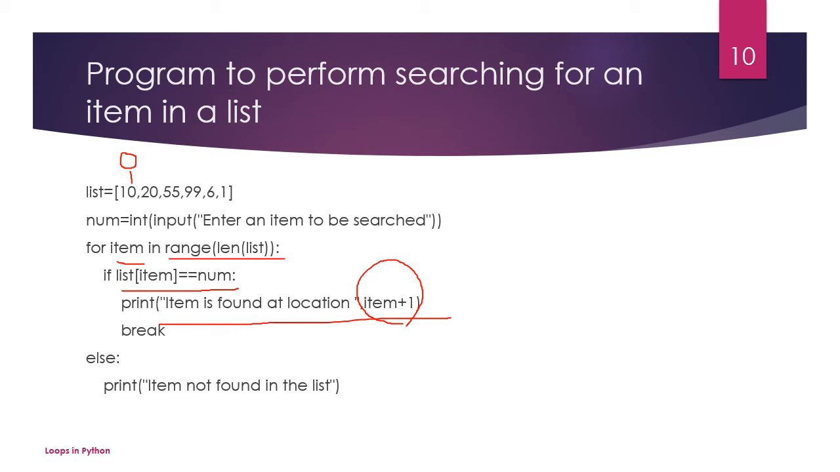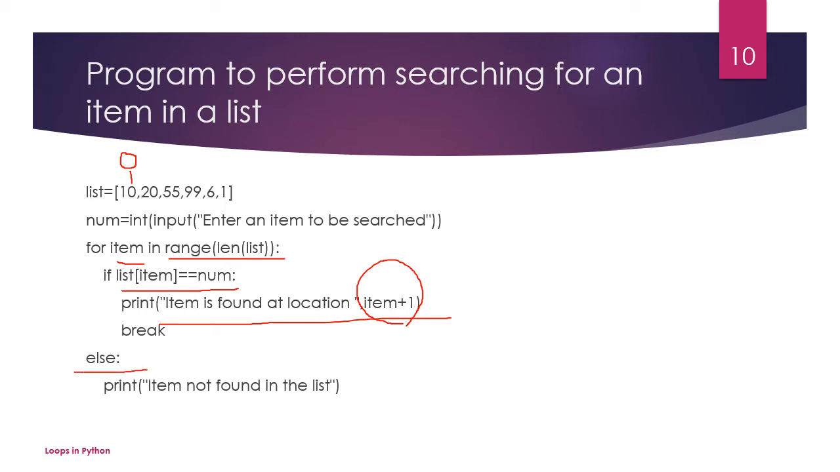Otherwise, if the entire list is iterated and the item is not there in this list, what do we have to do? We have to display some negative message, that the item is not found. In that case, I have used the else part here.